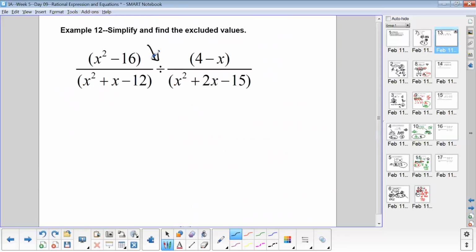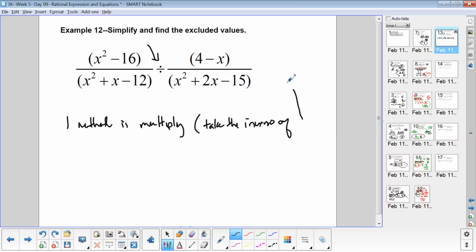Now, this is a little different. Not much, but we see a division sign. And so the division with fractions, remember, anytime we divide with ratios, one method is we can change it to multiplication, but we would have to take the inverse of the second fraction. So we would have to take the inverse of this. Very similar to when we divided fractions.